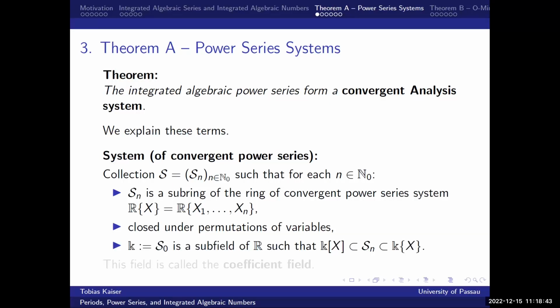And S0, which I denote by K, small k, is a subfield of R. And all the coefficients arising here should be from K. And of course, also the polynomials should be in there. Okay. And this K is called the coefficient field. So algebraic power series have the coefficient field of algebraic numbers. Integrated algebraic power series have the coefficient field of integrated algebraic numbers.